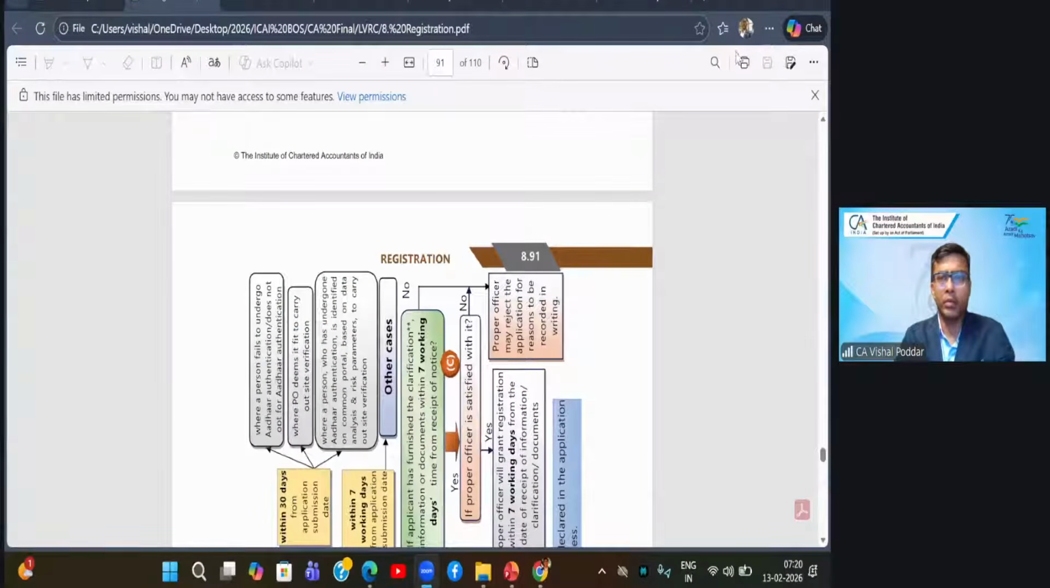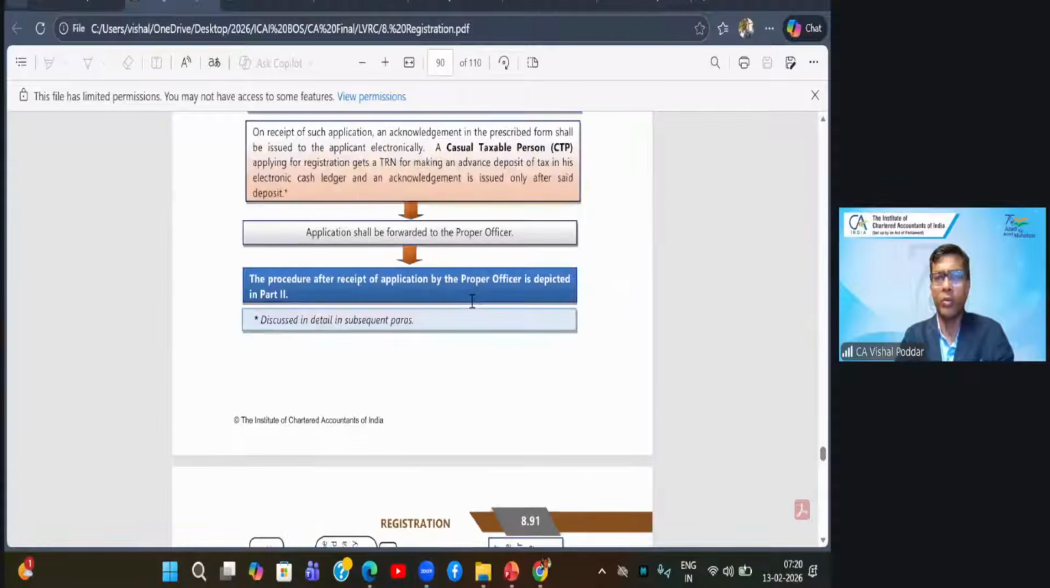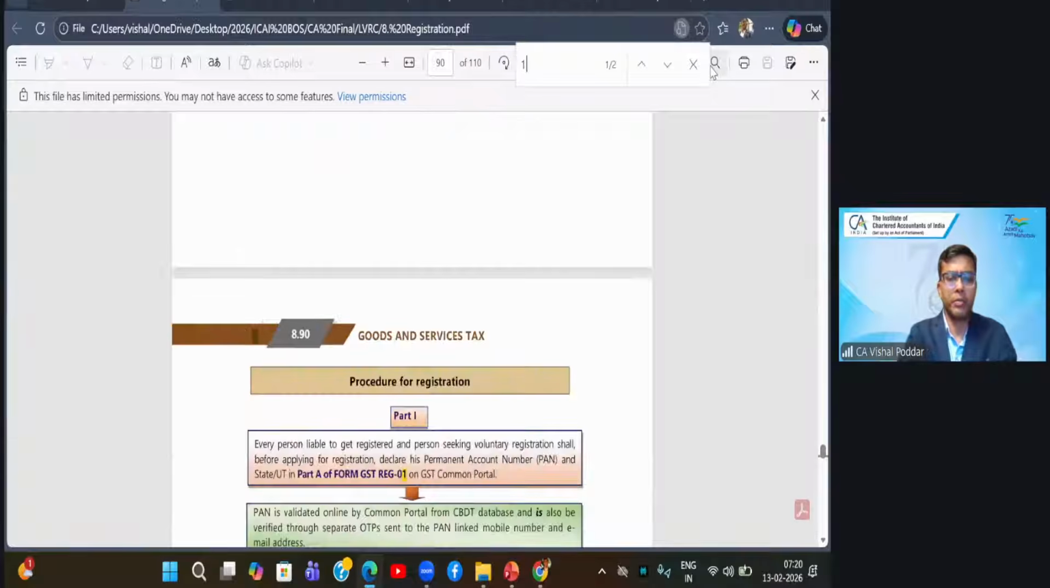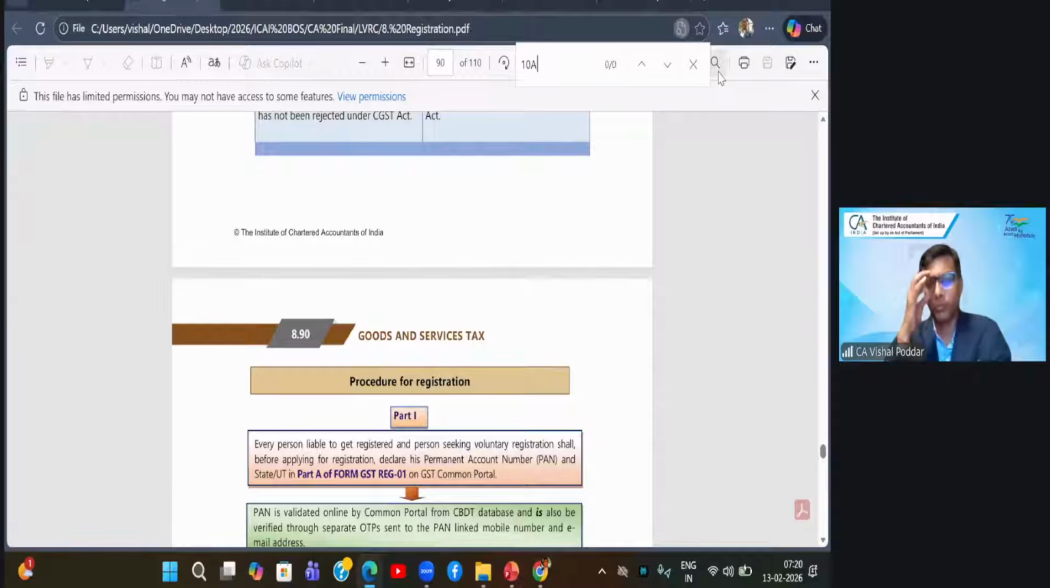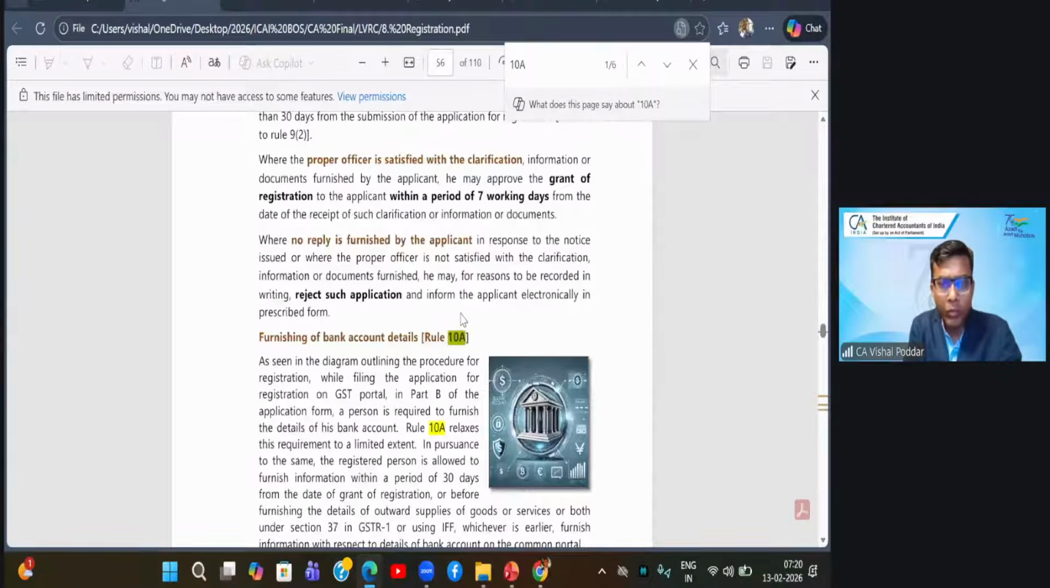Let's see if I can find Rule 10A here in the module. See, whenever you have a confusion, I always do one thing: I always go to the bare rule. So let me see if I can go to the bare rule. Or better, I'll open the Act also parallelly. See, here you have Rule 10A.